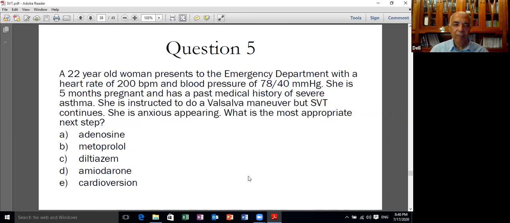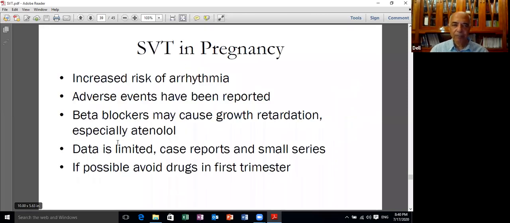Now, obviously, if the patient is asthmatic, you cannot give adenosine, you cannot give beta blockers. She's hypotensive, so you cannot give diltiazem, and amiodarone is teratogenic and is usually not recommended in pregnancy except under very exceptional circumstances. So the correct treatment here is cardioversion, and this is the subject.